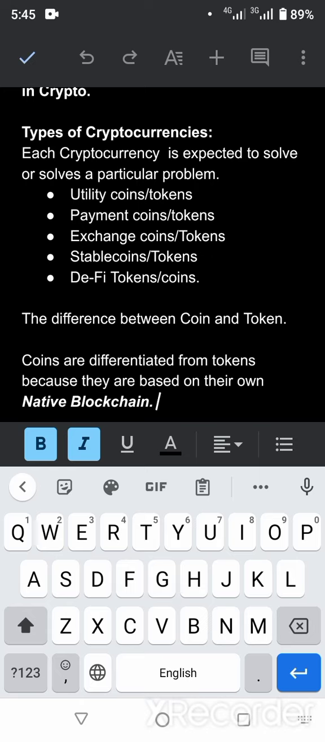there is Polygon, there is Doge. No, there are a whole lot of blockchains out there. Now, the means of exchange on those blockchains, the ones that are native to that particular blockchain, are known as coins. You understand? Now, Ether is the coin for the Ethereum blockchain. BTC is the coin for the Bitcoin blockchain. You understand?